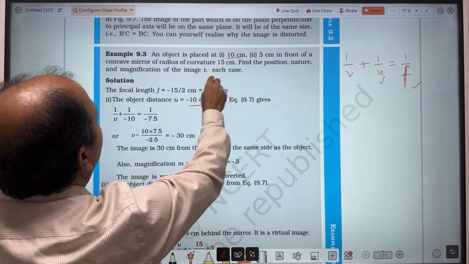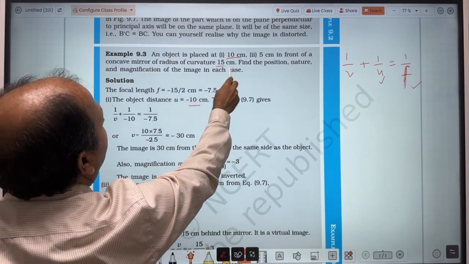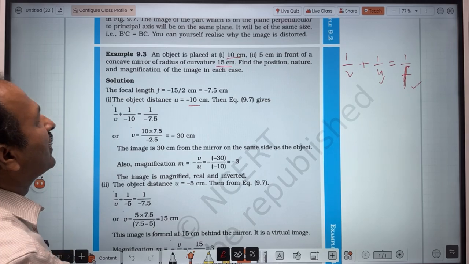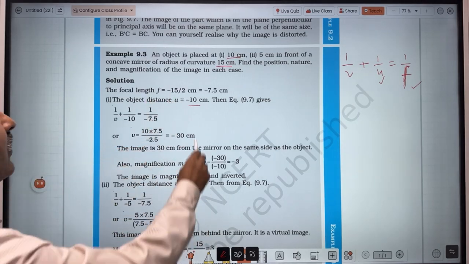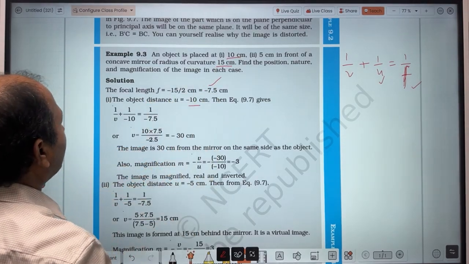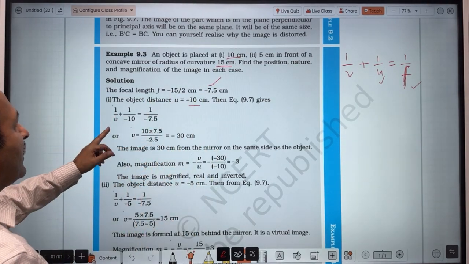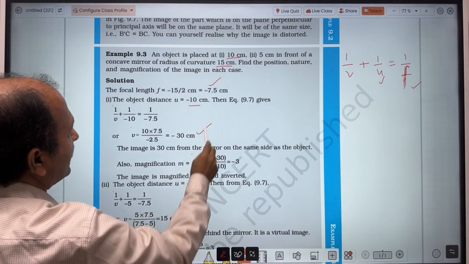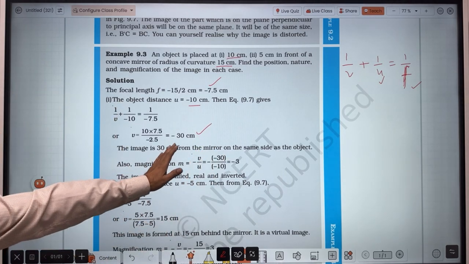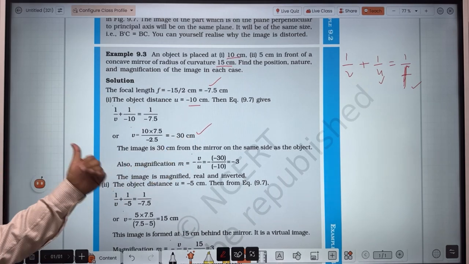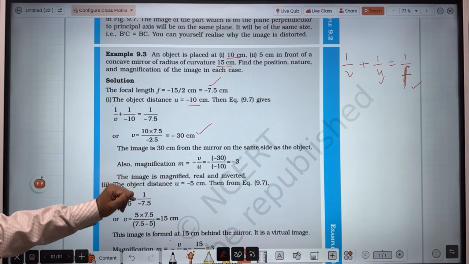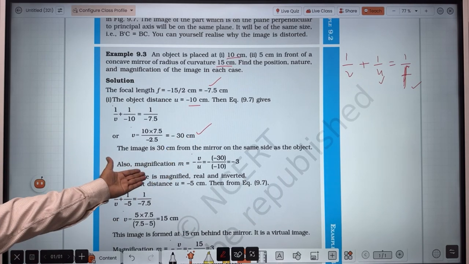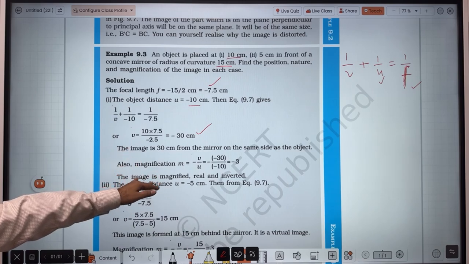First case we are considering. And focal length, radius of curvature is given 15 centimeter. So focal length will be just a half, but it will be negative. So minus 7.5. Then we apply formula 1 upon V plus 1 upon U equal to 1 upon F, and we evaluate. It comes out to be minus 30 centimeter. Means image will be to the left of the mirror. And then we can find magnification.